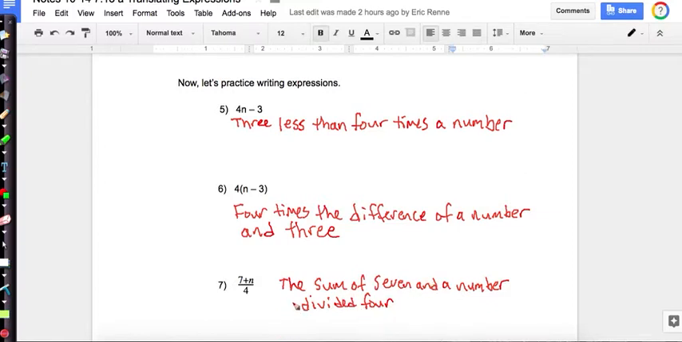I could have also said 7 plus a number, comma, divided by 4. The comma would group that together, and then divided by 4 would go on the bottom.